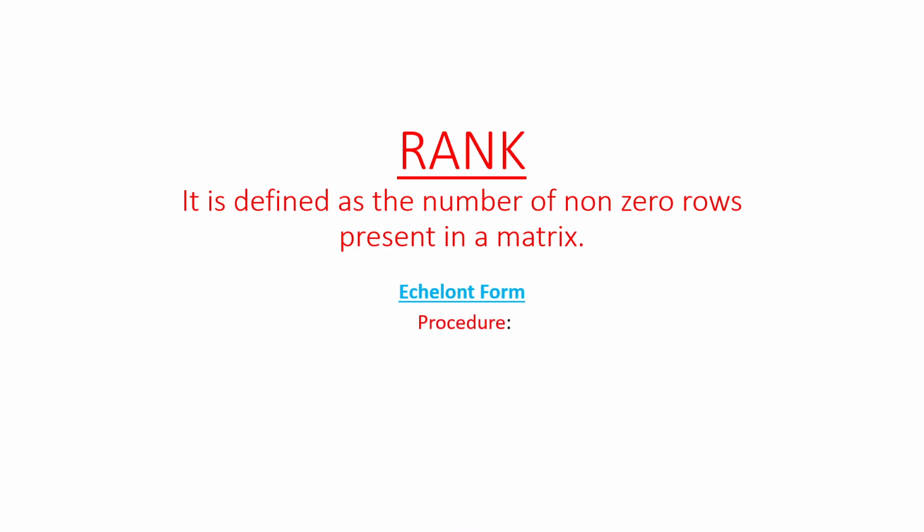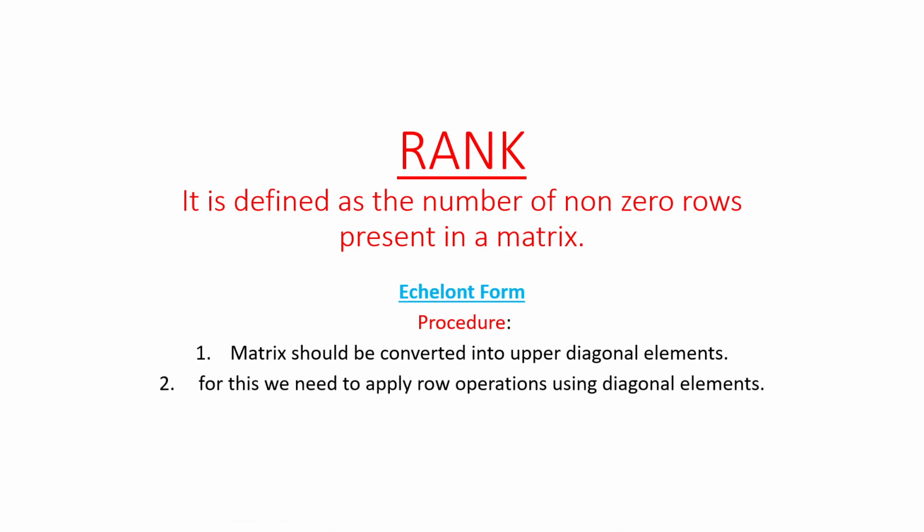Okay, let me tell you the procedure regarding echelon form. First and foremost important thing in this echelon form is you have to convert the matrix into an upper triangular matrix. Nothing but the elements below the principal diagonal should become 0. And for this procedure, we apply only row operations, and that too using the diagonal elements as base.